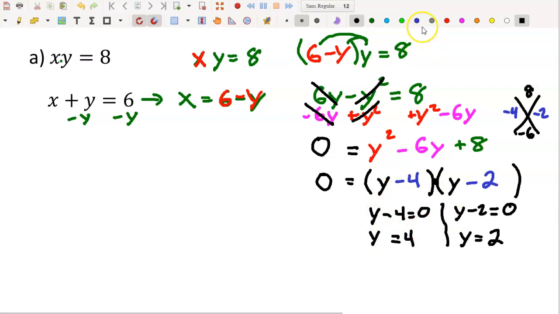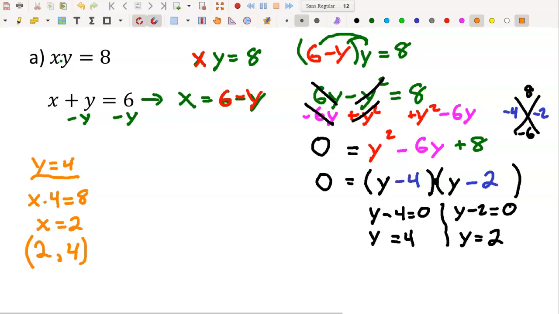So we have to take each one of these numbers here and plug it back in, to either one. So first we can do y equals 4. Say if we substitute y equals 4 back in, we'll have x times 4 equals 8. So of course x equals 2. Therefore getting 2 comma 4. And we expected that, but notice how we still have to do the other one.